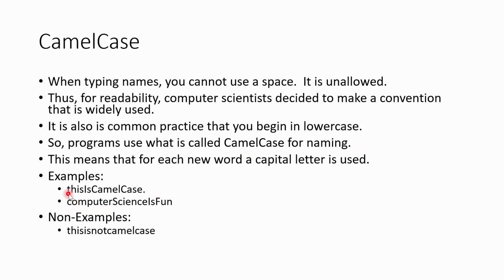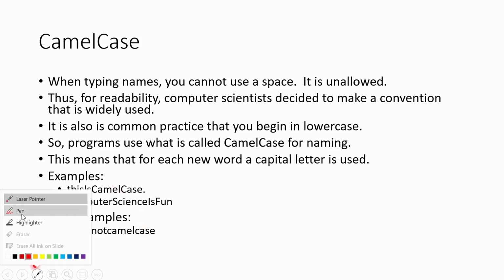So right here, I have some camel case. So I started with a lowercase t, and I spelled out this, and then I capitalized the I in camel, capital C, case. Okay, notice that that is quite easier to read without even the spaces. You can kind of see it. And then we have computer science is fun. New word, I get a capital letter because we cannot use our spaces. The non-example, notice how I have this is not camel case. Kind of hard to read compared to this guy.